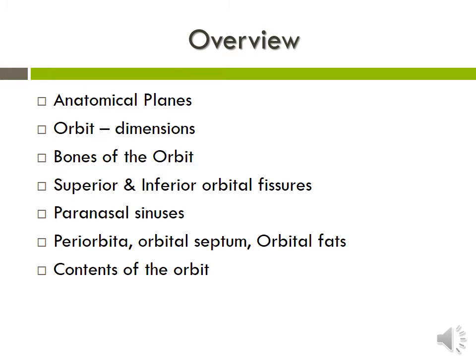Okay, these are the points we are going to discuss in this presentation. What are the anatomical planes? That will help us to explain the anatomical positions better. Dimensions of the orbit, right? I already mentioned that the orbit is the cavity or space on the face where the eyeballs are located. What are its dimensions? The vertical measurements and horizontal measurements.